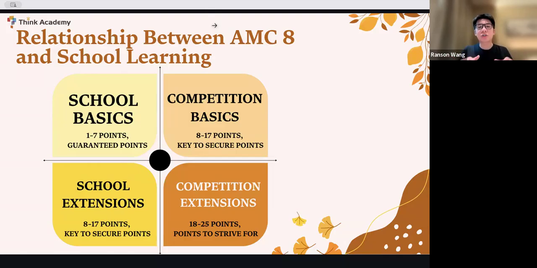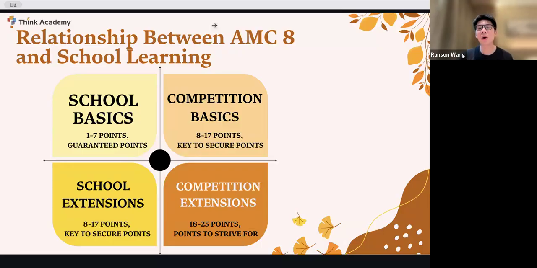And second, if you want to master the middle part, like 8 to 17 points, you have to start to learn the competition basics. Like I said, for the MCA's competition basics, you probably have to start to learn Math Kangaroo, or Mathcounts, or Noetic, something like that. Okay, so that's the competition basics, or it's the school extension. Those two are actually equivalent, because if you want to learn the competition basics, it means you are extending from your school content. After this, you can probably secure about 12 points.